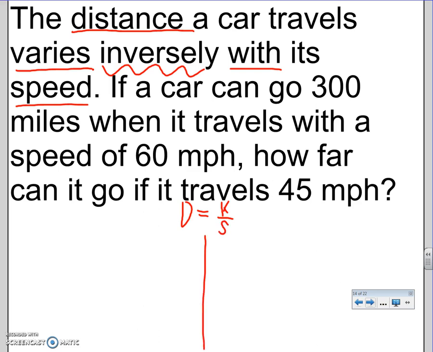In one case, you know all the letters, you know both d and s. So if a car can go 300 miles, that's d. And it travels with a speed of 60 miles per hour, that's s. So we know our s, we know our d, let's plug that into the same equation. So d is 300, k over s, s is 60. I've got to solve for k. Well, k is part of a fraction. To get rid of fractions, you multiply both sides by the denominator.